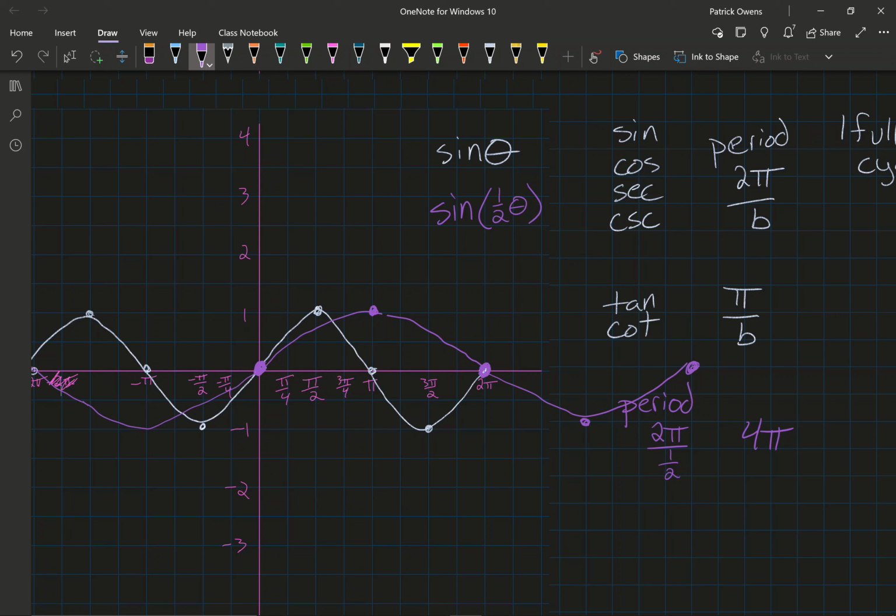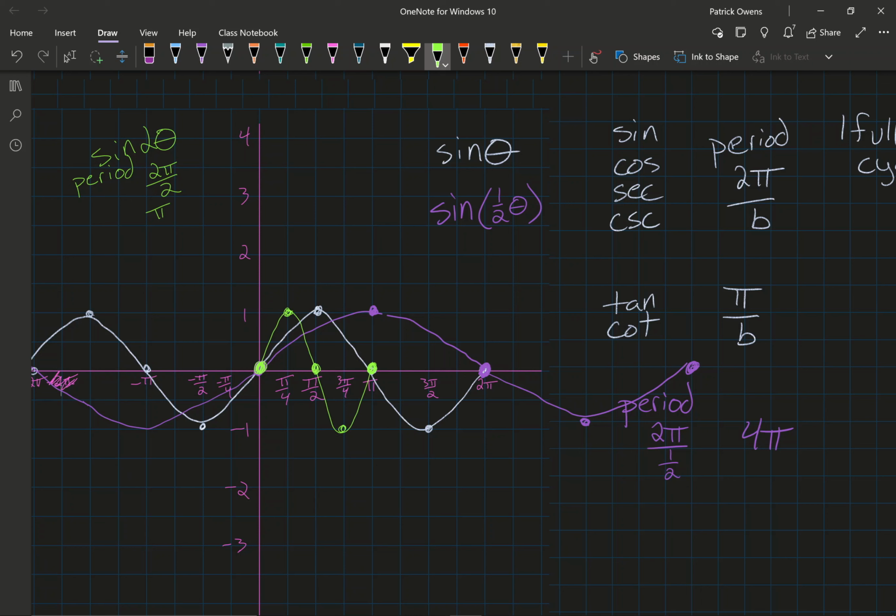Let's compare that to something like sine of 2 theta, where the period is 2 pi divided by b, so the period is just going to be pi. So we have the same sine of 0 is 0, but then it's only going to take pi for the function to hit another 0. So halfway in between those, there'll be that middle 0. Then halfway in there, there's the maximum. Halfway between there, there's the minimum.